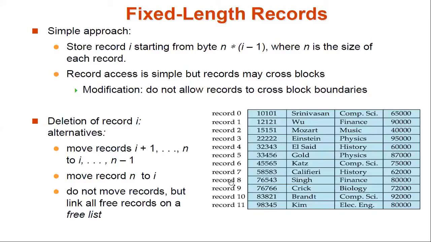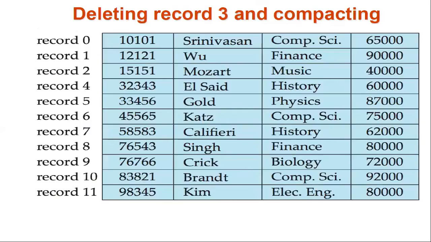There are 3 alternatives you can use for the deletion operation. The first one is, you move records i+1 to n to i to n-1. That means, suppose in this example the third record is the one you are going to delete. So records 0, 1, 2, and then 4, 5, 6, 7, 8, 9, 10, 11. So you are trying to delete the third record.